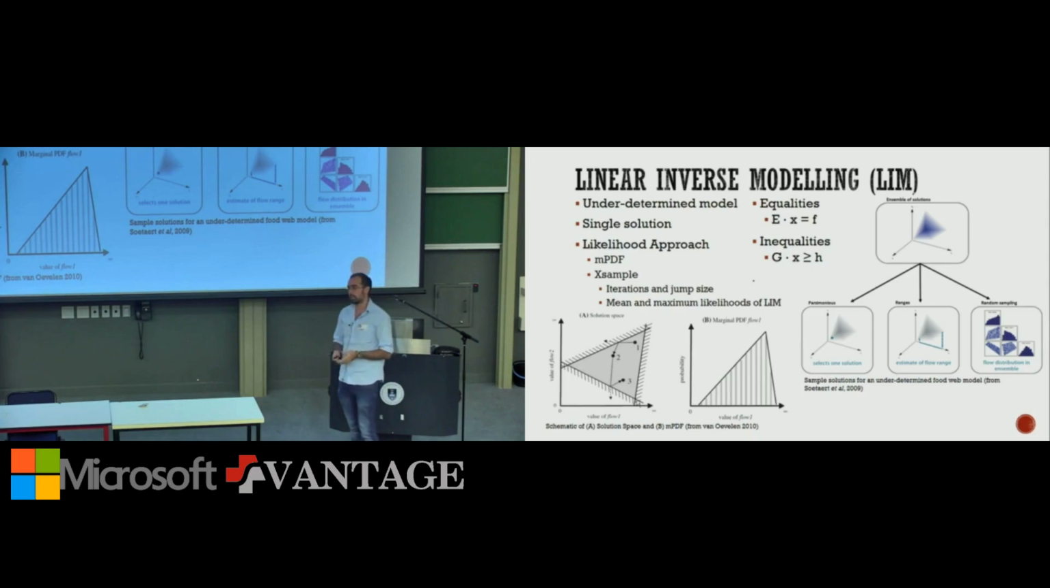You only had one solution, and then you're basically working with one data point rather than having a range of data points and being able to work with that. So what we're able to do with this package is sample the solution space a number of times, say 10,000 times, and then we have a range of potential networks rather than just one solution for the various flows.